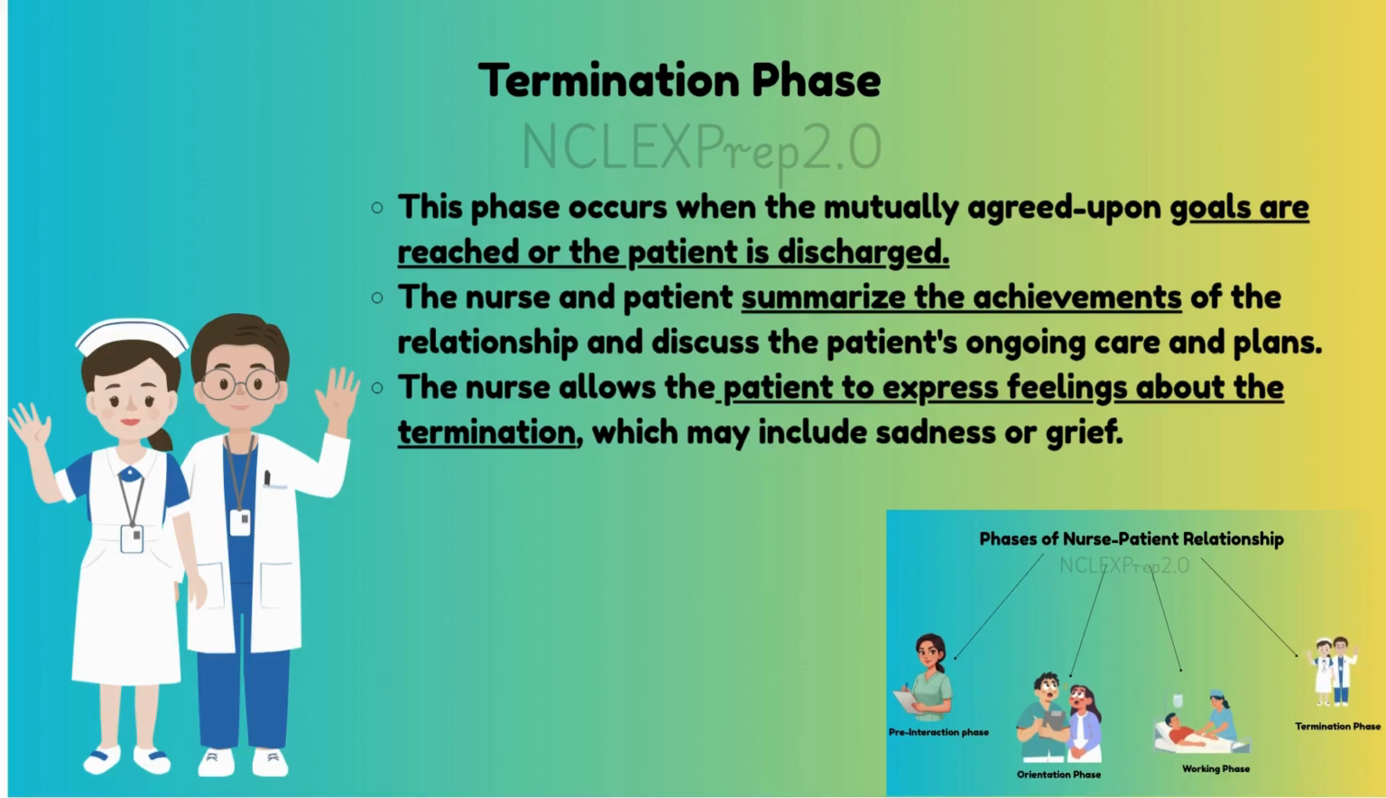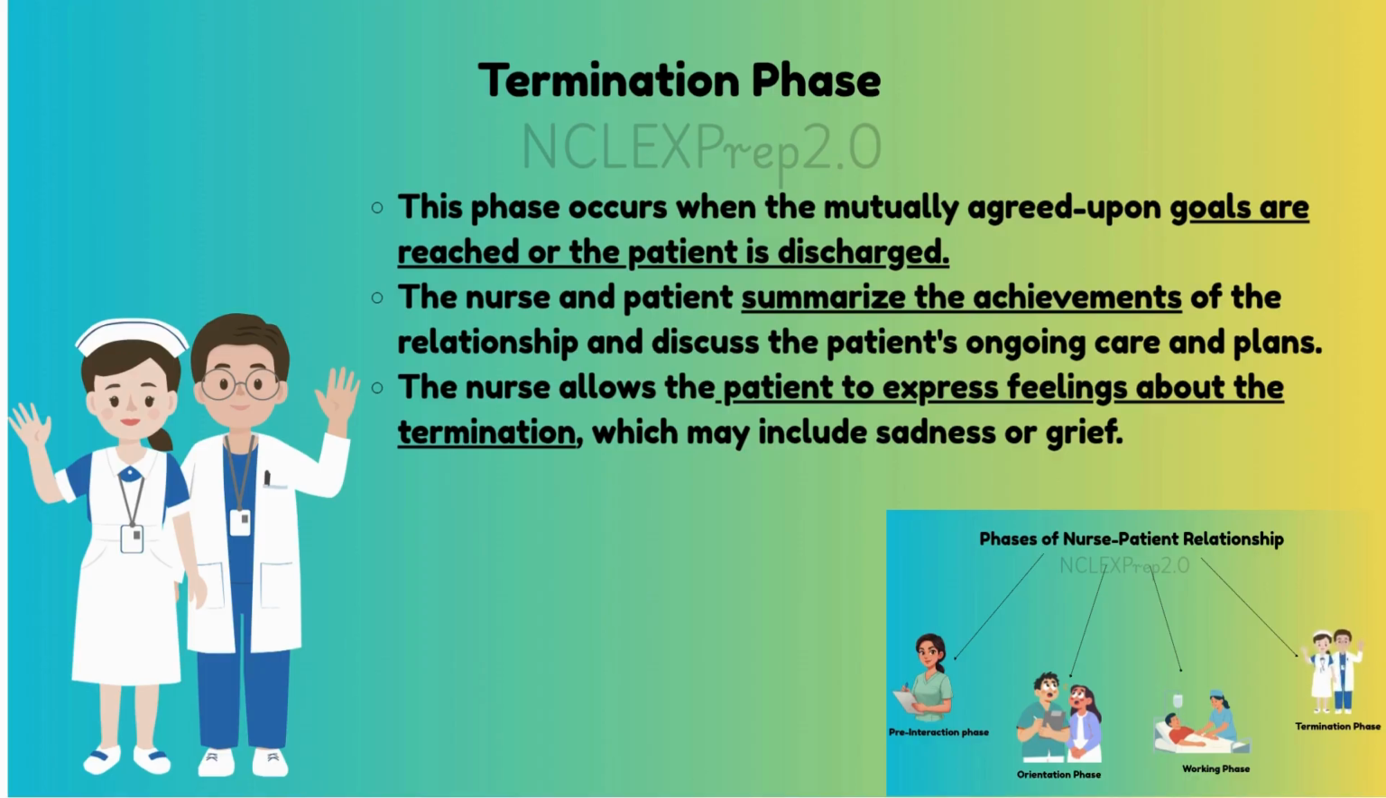Then we come to the termination phase. This phase occurs when the mutually agreed upon goals set during the orientation phase have been reached and the patient is being discharged. The nurse and the patient summarize the achievements of the relationship and discuss the patient's ongoing care and plans. The nurse allows the patient to express their feelings about the termination, which may include sadness or grief.